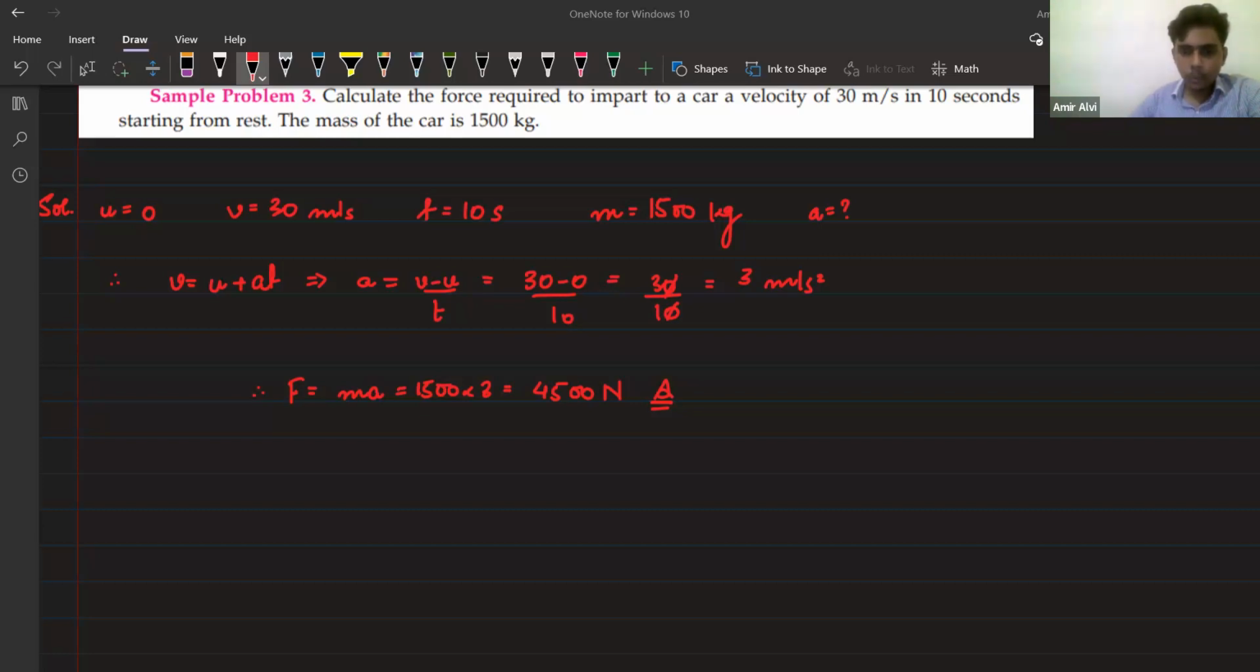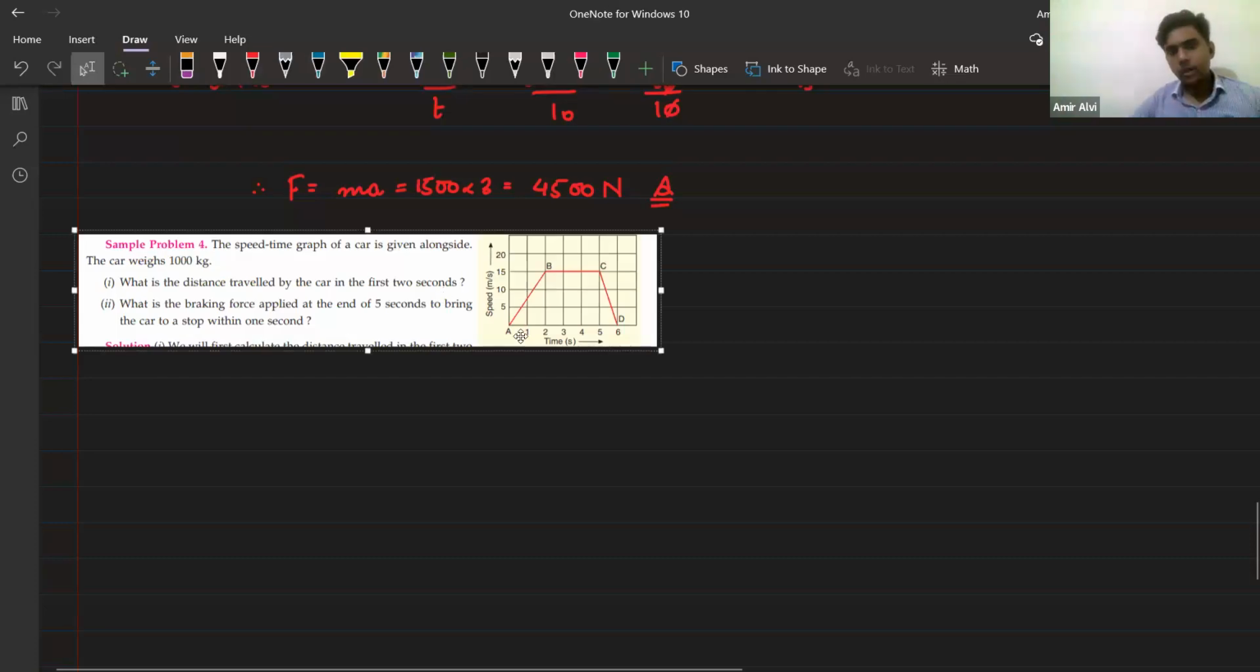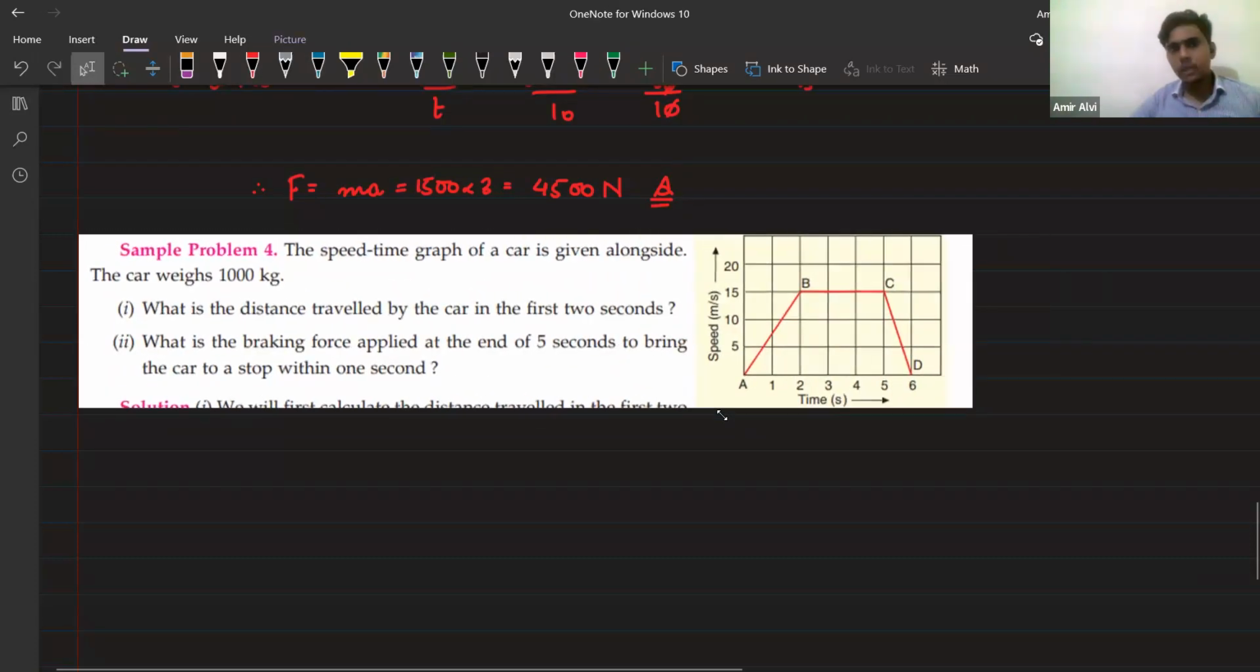I'm giving you one question, and let's see who can solve it. This question involves a graph along with Newton's second law. Okay, I'm giving you 3 minutes to solve this question, and please let me know the answer.